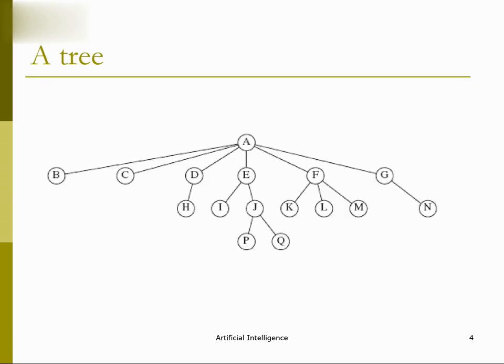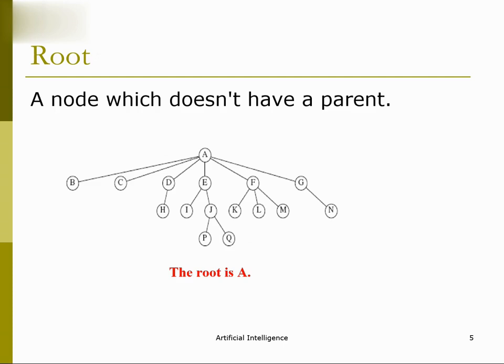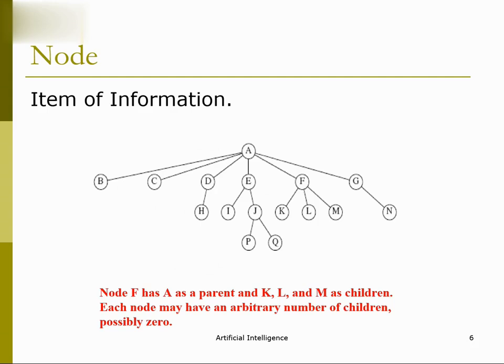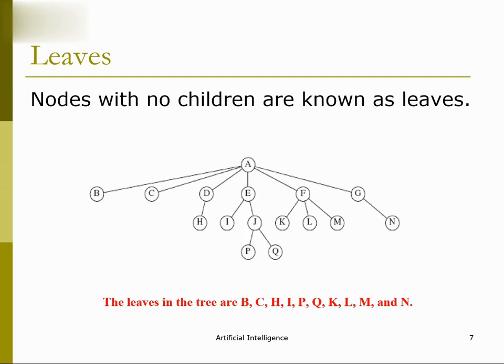This is one more example for a tree. In a tree, a root is one which will not have any parent. So here, the root is A. It's not having a parent. A node is defined as the item of information. Node F has A as a parent, and the children of node F are K, L, and M.